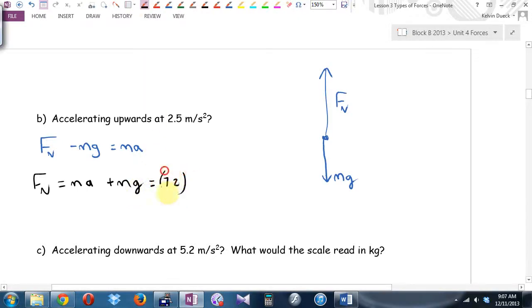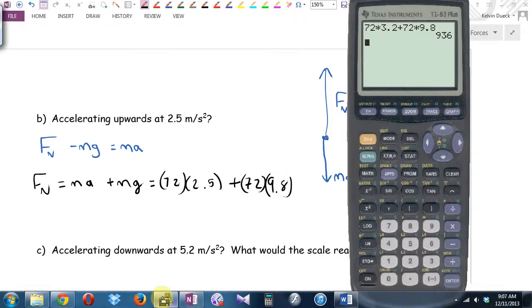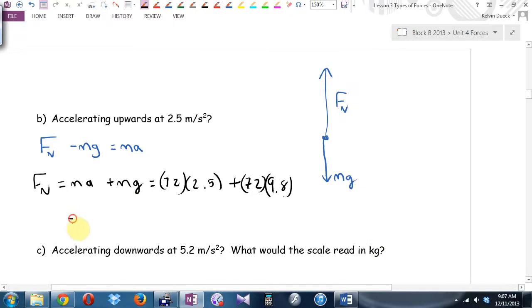72 times 2.5 plus 72 times 9.8. Okay, let's see if I can just backspace and edit a little bit here. 2.5. Do you get 885.6? 880, let's say 6 newtons.